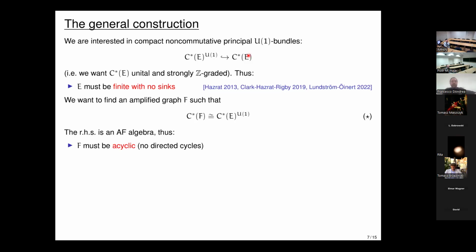Next, we want to find an amplified graph F such that C star of F is isomorphic to the core of C star of E. But when E is finite with no sinks, we know that the core is an AF algebra. So C star of F, in order for this to work, also should be an AF algebra. And then there is another theorem saying that C star of F is an AF algebra if and only if the graph F is acyclic. It has no directed cycles. So this is our condition on F.